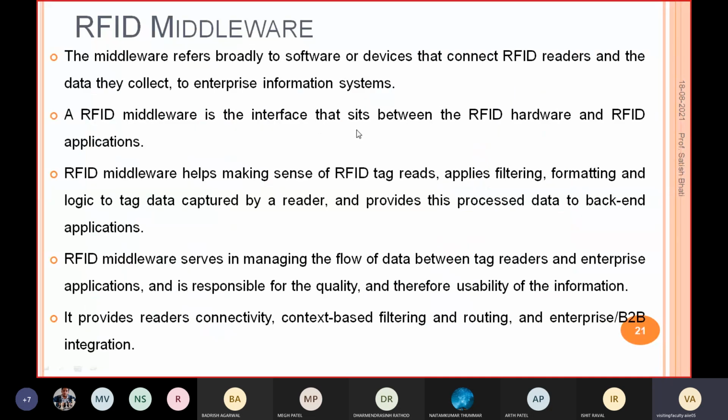Then RFID middleware, which we will see in the next lecture. So this is about today's lecture. Any doubt?